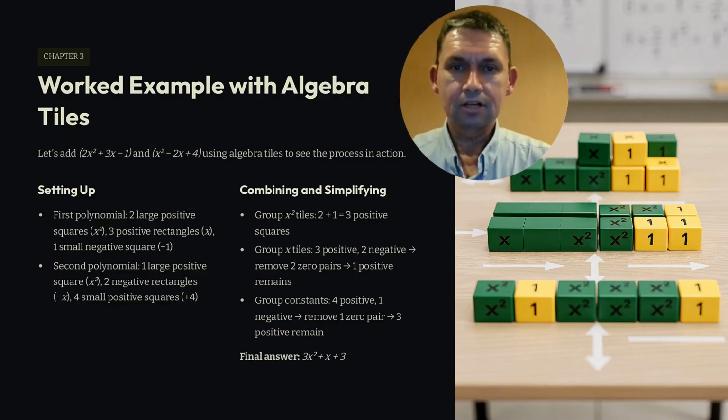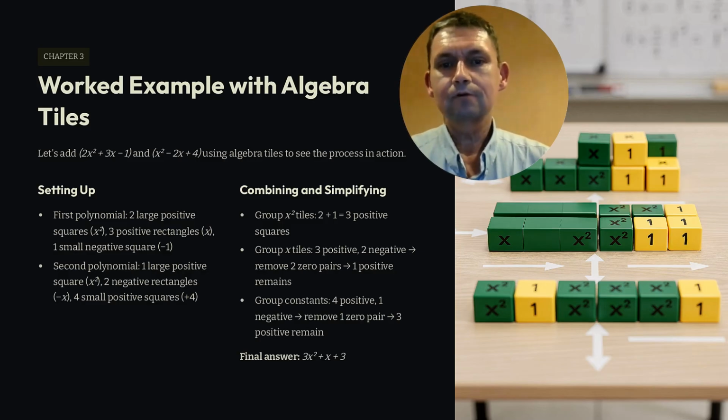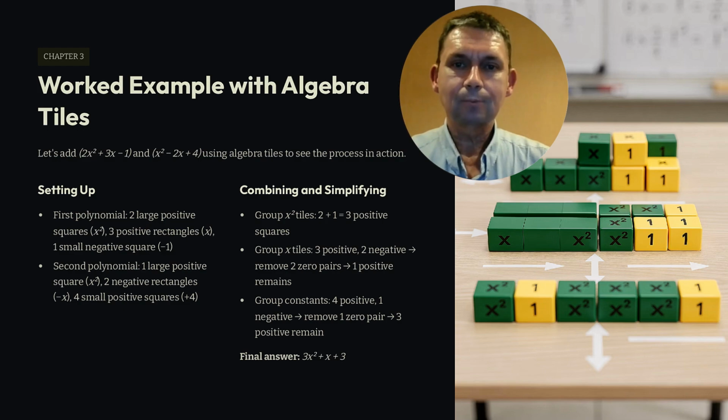Let us look at a worked example. We are adding the polynomial 2x squared plus 3x minus 1 and the polynomial 1x squared minus 2x plus 4. First, we model each polynomial using algebra tiles. Next, we combine all the tiles and group like tiles together. When we do this, we find zero pairs among the x tiles and the constant tiles. After removing those zero pairs, we are left with 3x squared tiles, 1x tile, 3 unit tiles. This gives us a final answer of 3x squared plus 1x plus 3. Using tiles helps us see not just the answer, but why the answer makes sense.